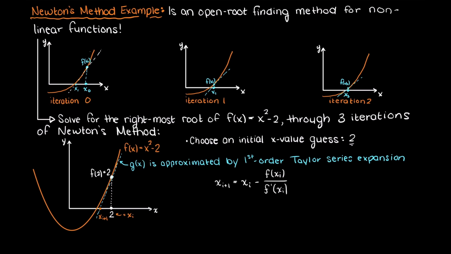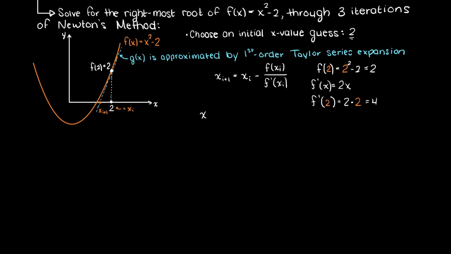So we can first evaluate our function for our initial x guess. This is equal to 2. And as you can see from the equation, we also need to know the derivative of our function. The derivative of x squared minus 2 is simply 2x. So evaluating this function at our current x value gives 4.